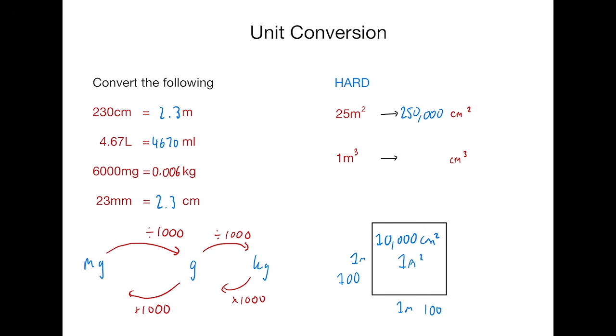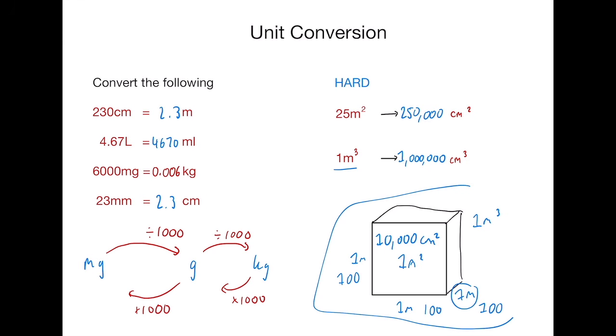Now, when we're talking about cubed, let's make this square 3D and turn it into a cube. Now, instead of just 1 by 1, it's 1 by 1 by 1. So that's going to be 1 meter cubed. Again, if we convert that into centimeters, that's now 100 centimeters by 100 centimeters by 100 centimeters. So all in all, that's actually going to be 1,000,000 centimeters cubed. This method will help you, so remember it.